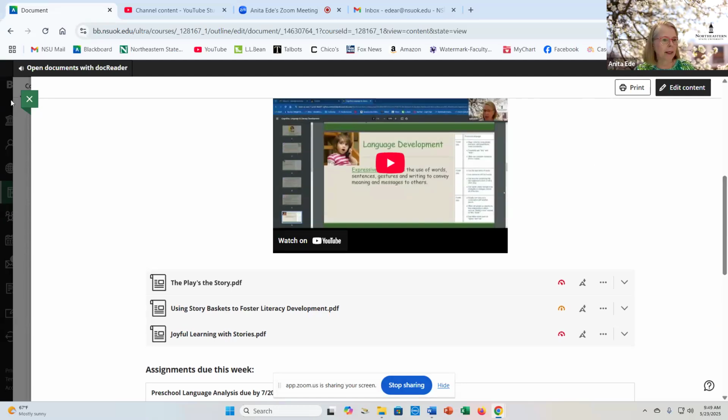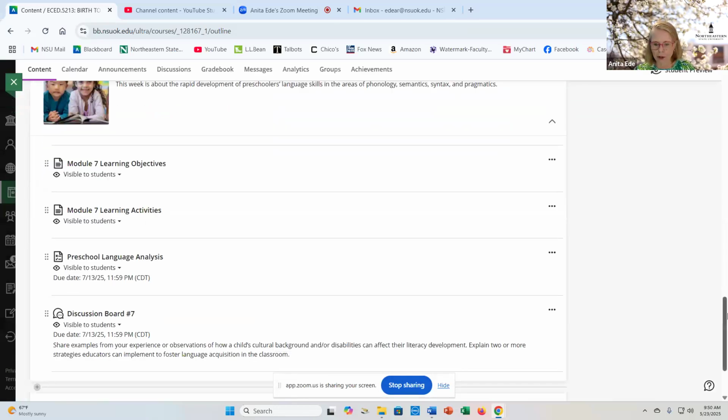There's also a discussion board that you're going to address where you're going to share some examples from your own experience or observations of how children's cultural background and or disabilities can affect their literacy development. I can speak to this as an English language learner. My literacy development, especially in English, was somewhat behind because I could not speak the language, so it would have been really difficult for me to read or write the language. And those are some of the issues that teachers have to address in their classrooms every day.